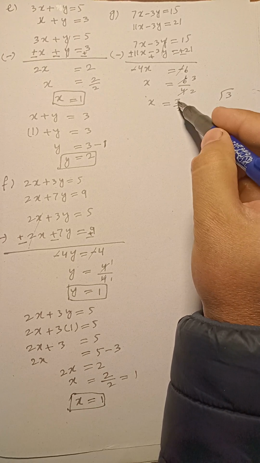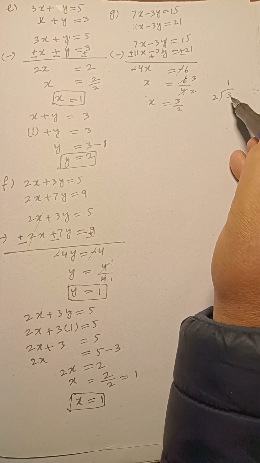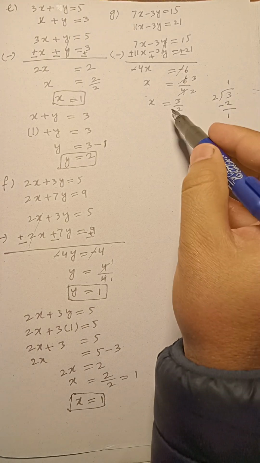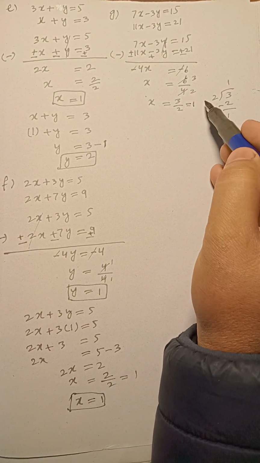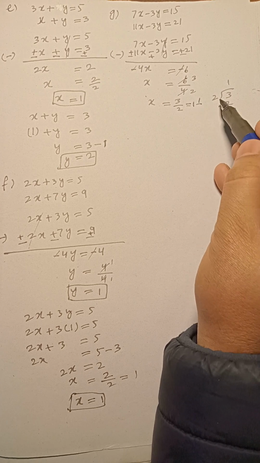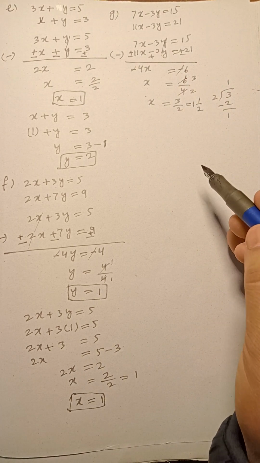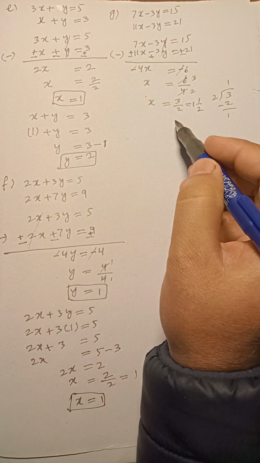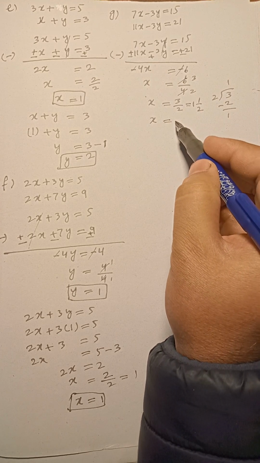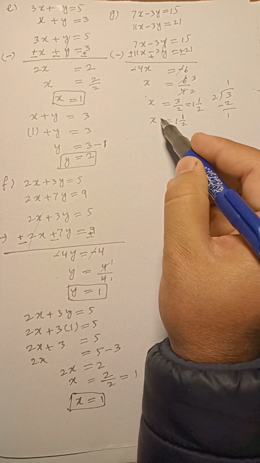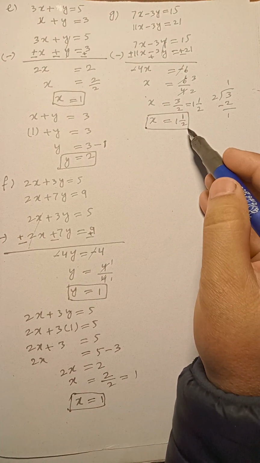So divide this one by this one, 2 1s are 2, so the answer is 1 whole, this one first, this one here, and this 2 here. 1 whole 1 over 2 is our answer. Now for second b part, y, 1 whole 1 over 2, this is the value of x.